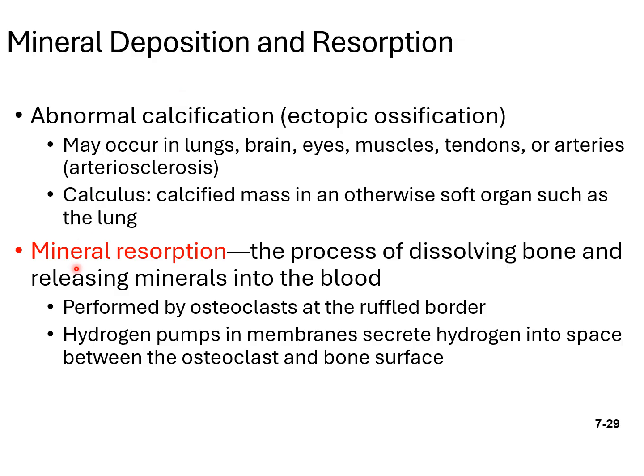Also, another problem is mineral resorption, and this is the process of dissolving bone and releasing minerals into the blood. It's performed by an osteoclast at the ruffled border, and these are produced by hydrogen pumps in the membrane that secrete hydrogen into the space between the osteoclast and the bone surface, and this hydrogen in that space starts to dissolve all the minerals that make up the bone and will release those into the blood.